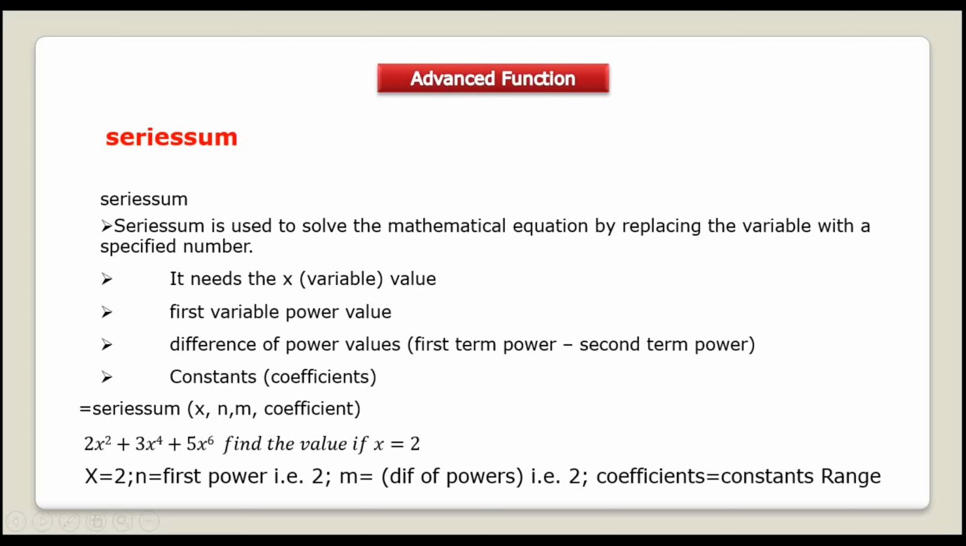Then it needs a list of constants or coefficients. The coefficients are 2, 3, 5. These 3 values never change, right? They are simply called constants. So if you enter these 4 values into the series sum, then you can find the equation's solution. Let us see it in MS Excel.